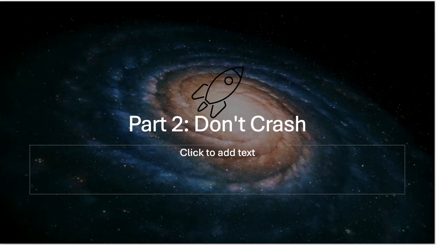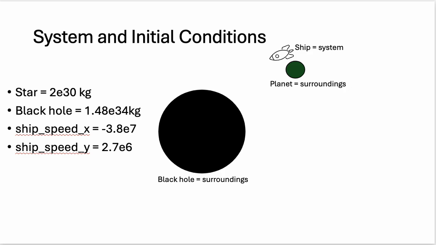So for part two, don't crash, the initial conditions were the star's mass, the black hole mass from the last part, and for the initial velocity for the ship, I basically just guessed and checked so that the ship wouldn't crash into either the black hole or the planet, and it would get close enough to the black hole and leave the system.